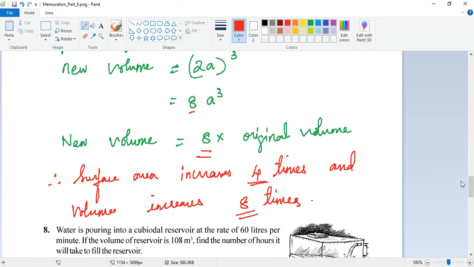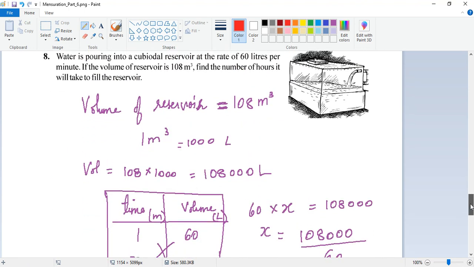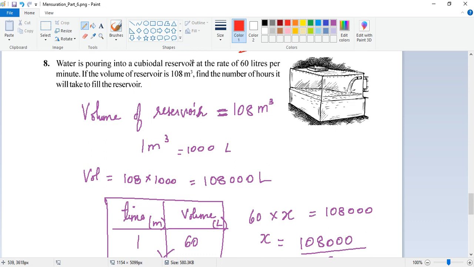Okay, that's it. Now come to the last question of this exercise. Water is pouring into a cuboidal reservoir at a rate of 60 liters per minute. Every minute it fills how much? 60 liters of water is filling into this tank. Now if the volume of the reservoir is 108 meter cube, so that's the volume of the reservoir. Find the number of hours it will take to fill the reservoir.